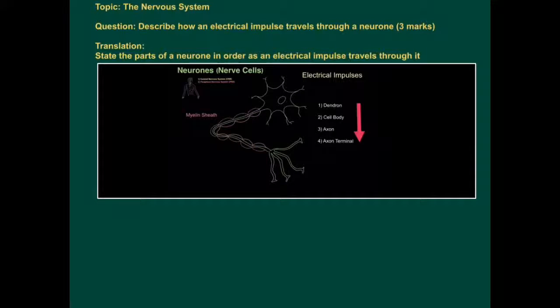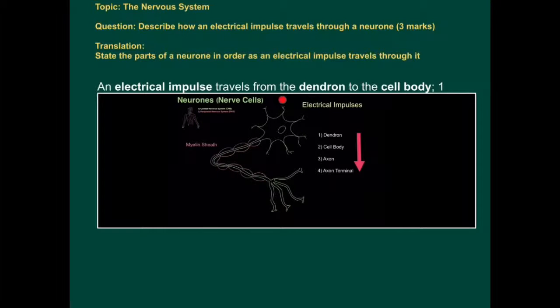This exam application tutorial is on the topic of the nervous system. The question for 3 marks: describe how an electrical impulse travels through a neuron. So state the parts of a neuron in order as an electrical impulse travels through it.